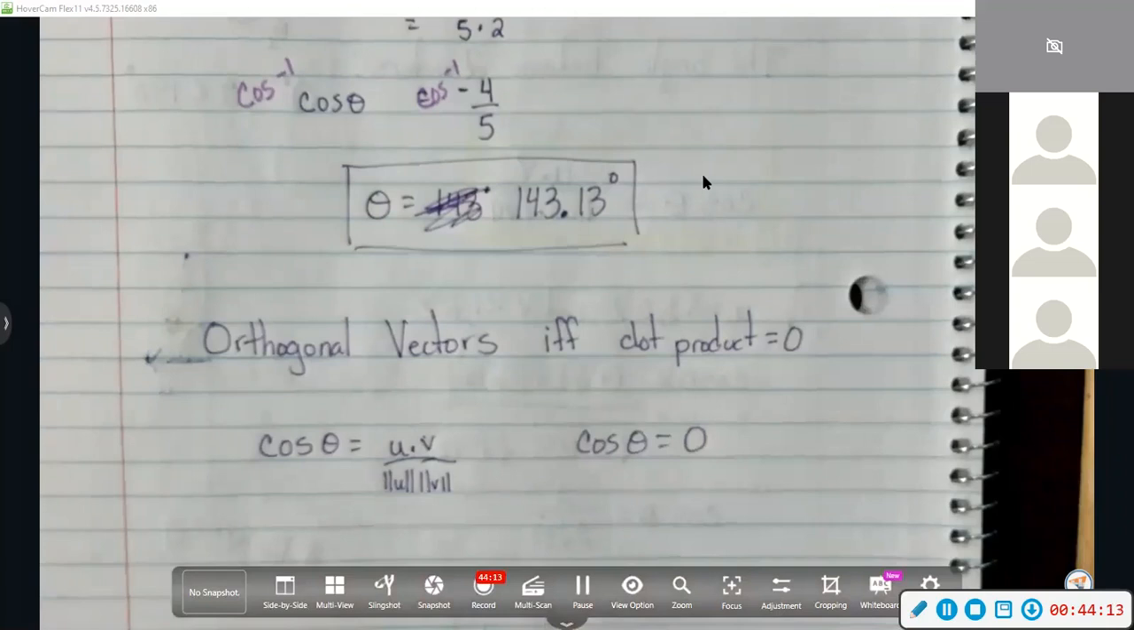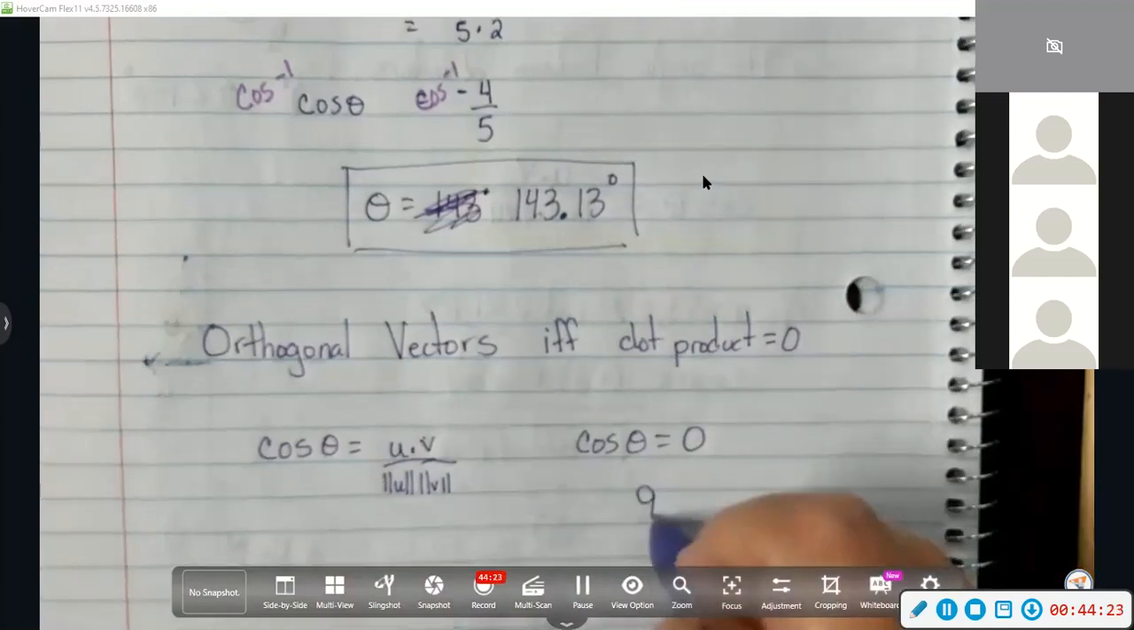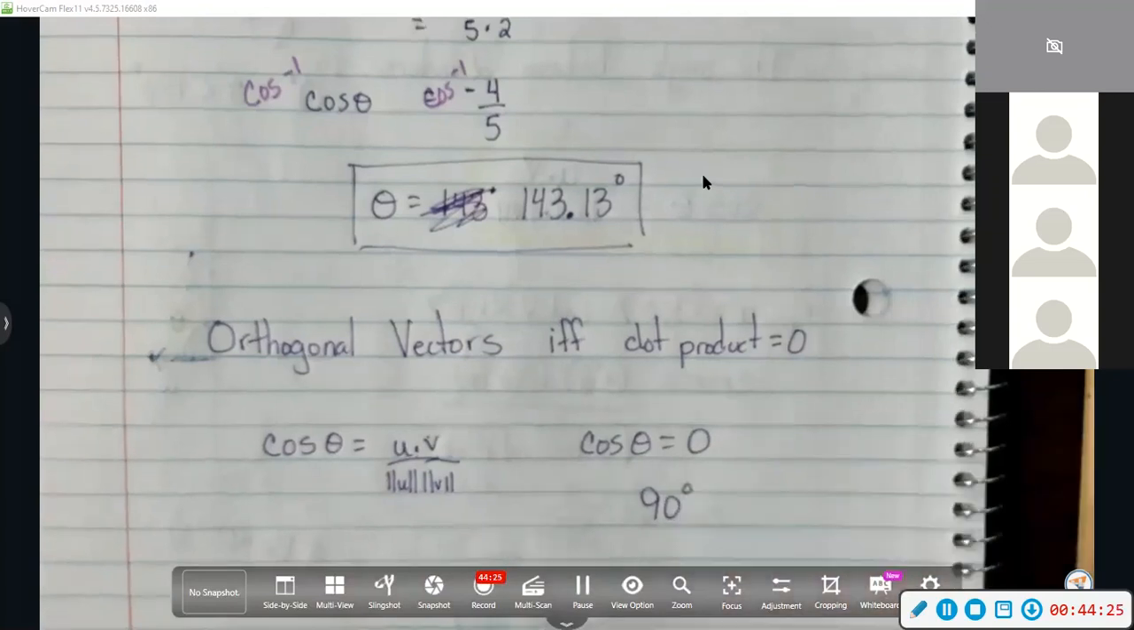When is the cosine of theta equal to 0? It's equal to 0 at 90 degrees and 270 degrees. If we're just in between 0 and 180, 90 degrees. The other one is 270 degrees. But if we're just between 0 and 180, 90 degrees, pi over 2.